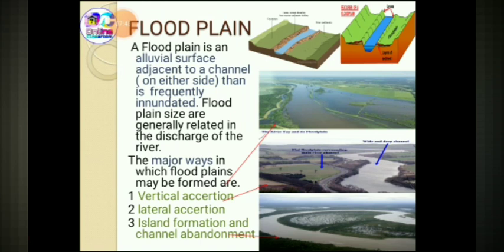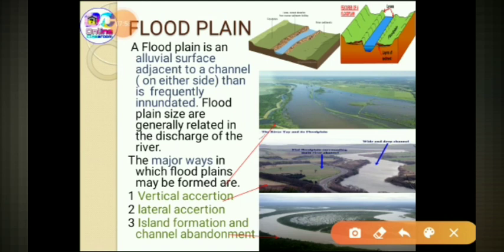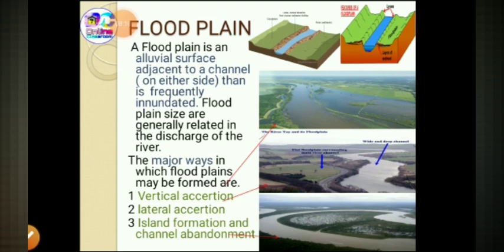Now we need to identify why this floodplain is caused. Basically it's an alluvial surface that is adjacent to the channel, and it has been inundated. So the areas where the river flows and the adjacent areas are known as a floodplain. There are two major ways in which floodplains are formed. Basically, one is vertical accretion and another is lateral accretion. The last one is island formation and channel abandonment.